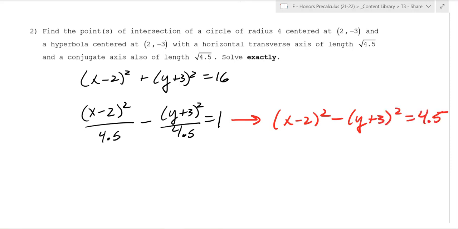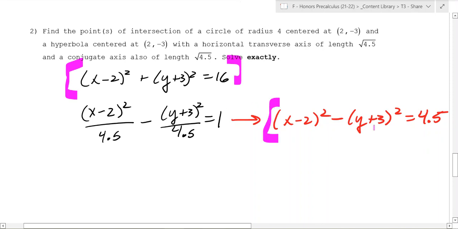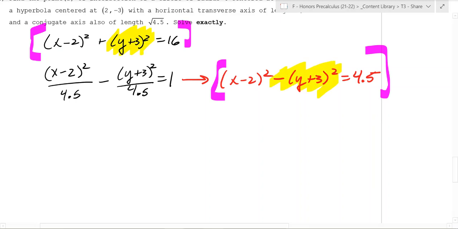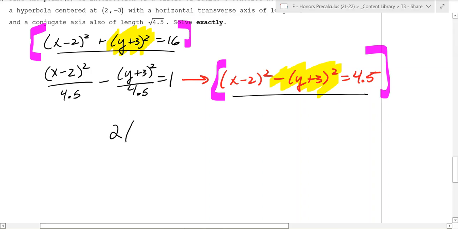So we're trying to find out where this and this intersect one another. If you look at these, you might be tempted to multiply them out, but if you notice that you have two things that are the same in both, but one's opposite. So you have the positive one and then you have the negative one. So if you add these two things together, you end up with 2 times x minus 2 squared, and then the y's cancel right there, leaving you with 2 times that equals 20.5. That's 16 plus 4.5.